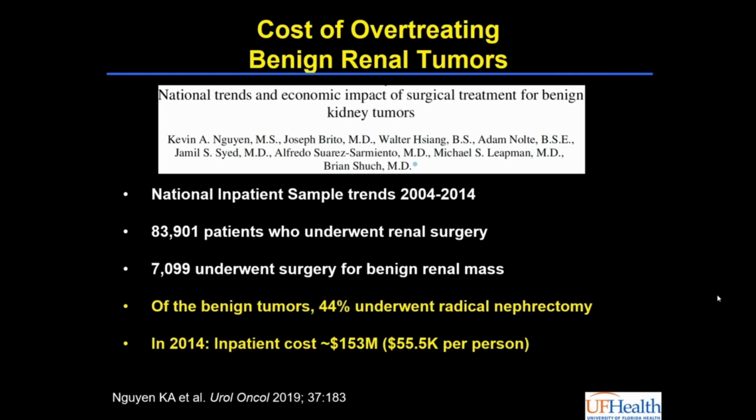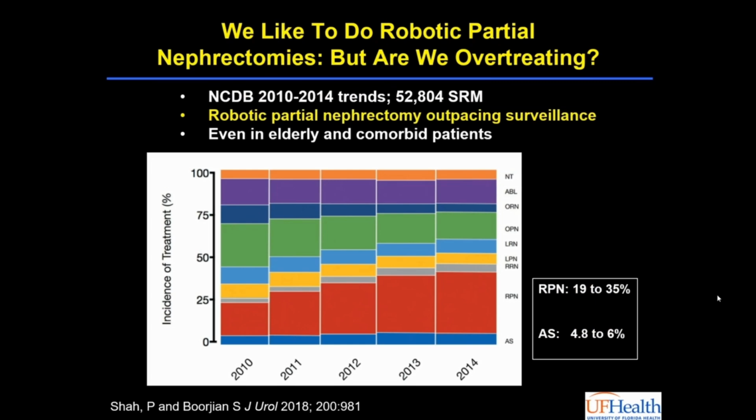That's roughly $55,000 per patient. But we as urologists do enjoy doing surgery, right? We are trained to do surgery and remove tumors and cure patients. So we do a lot of what we call robotic partial nephrectomies.